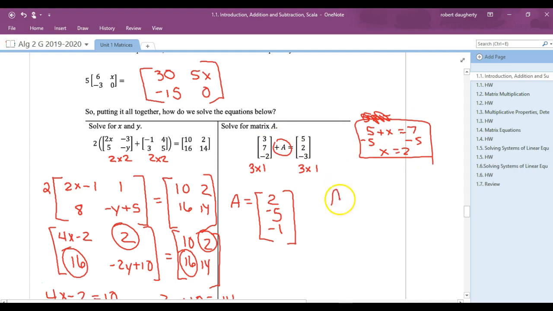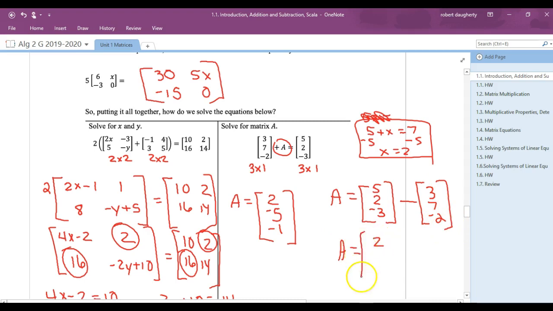You can say that A is equal to the matrix 5, 2, negative 3 minus the matrix 3, 7, negative 2. And then when you do this, you get A is equal to 5 minus 3, 2 minus 7, and negative 3 minus negative 2 is negative 1. So you get the same answer there either way.